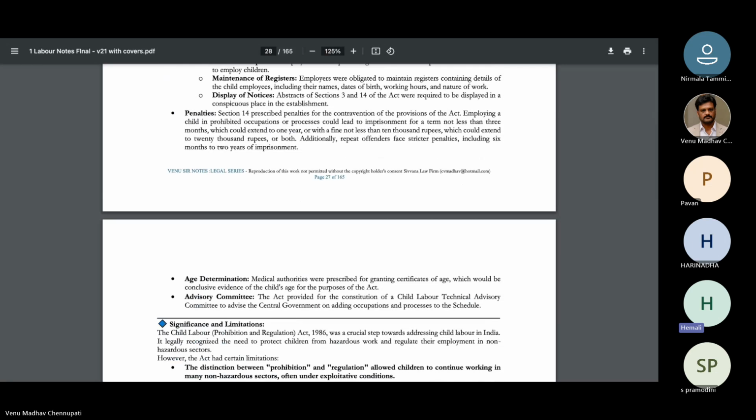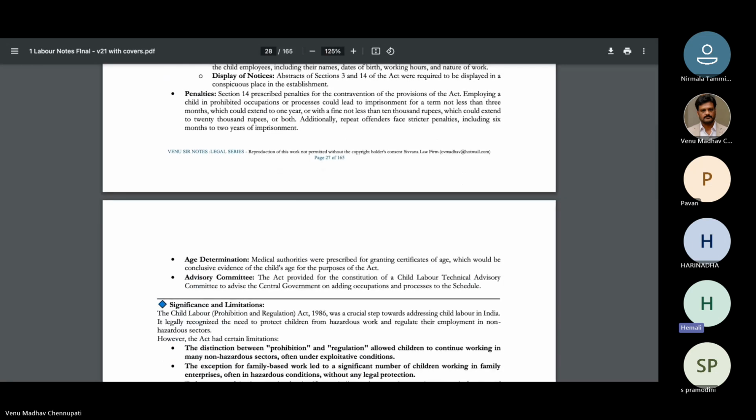Age determination. Medical authorities were prescribed for granting certificates of age, which would be conclusive evidence of the child's age for the purposes of the Act. Advisory Committee. The Act provided for the constitution of a Child Labour Technical Advisory Committee to advise the central government on adding occupations and processes to the schedule.